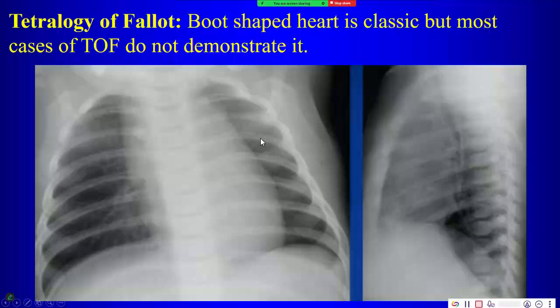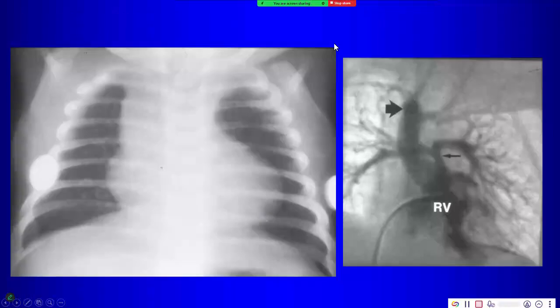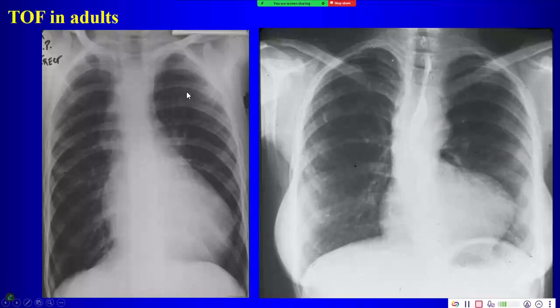Now, even though that's the classic appearance, it turns out in real life the boot-shaped heart is not really as frequently seen as we would want it to be seen. So most cases of tetralogy of Fallot actually don't demonstrate a boot-shaped heart. So don't be disappointed in clinical practice if you don't come across the boot-shaped heart. Okay, but the pulmonary stenosis, right aortic arch, all of those things can be associated with tetralogy of Fallot. So here's a case in an adult who has the right aortic arch and the upturned apex there. This one has a left arch with an upturned apex.